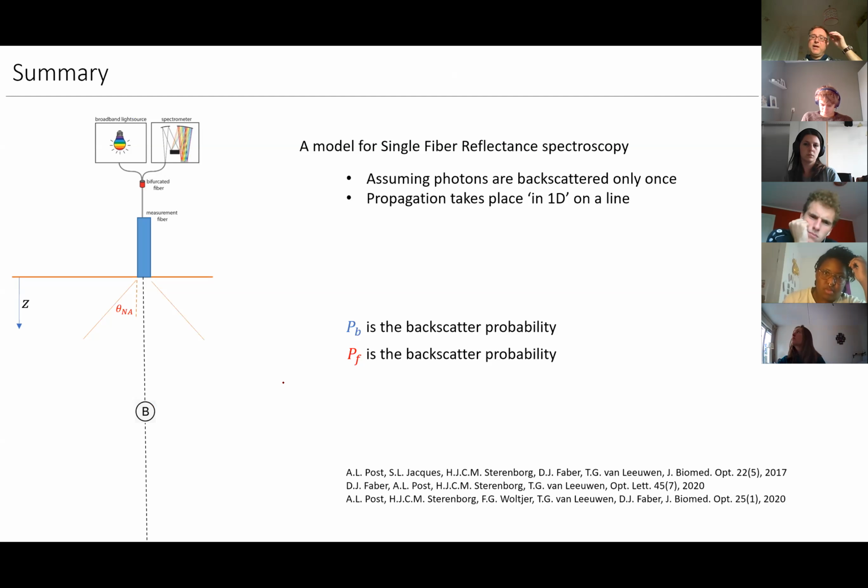So the summary of this part basically is that by taking this probabilistic approach, by following this recipe, we could actually build some kind of a model for this detection geometry. It had a couple of assumptions, of course. The assumption was that the photons were backscattered only once, and that the propagation takes place, let's say, in one dimension on a line. So it is not entirely realistic, but still it gave a workable expression for the signal.